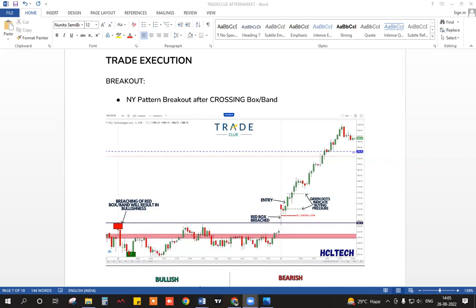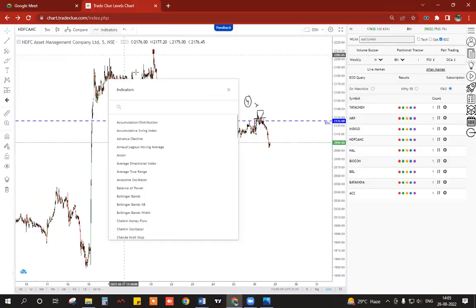What is volume buzzer? So volume buzzer is basically those stocks which will be having high volume. So I'll add the volume indicator over here.